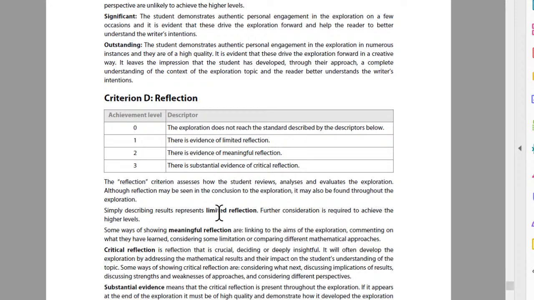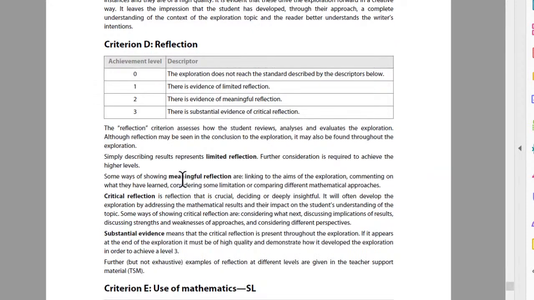Limited reflection. Meaningful reflection. Commenting on what they have learned. Yes, they definitely have meaningful explanation. Meaningful reflection. Crucial, deciding, or deeply insightful.